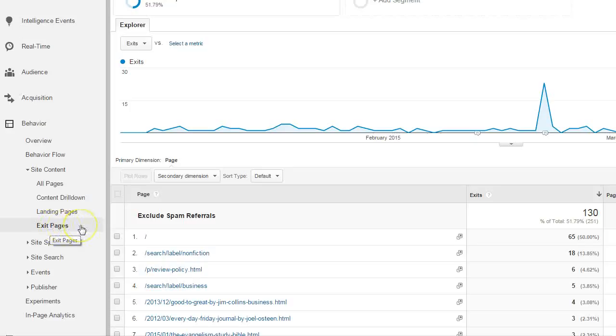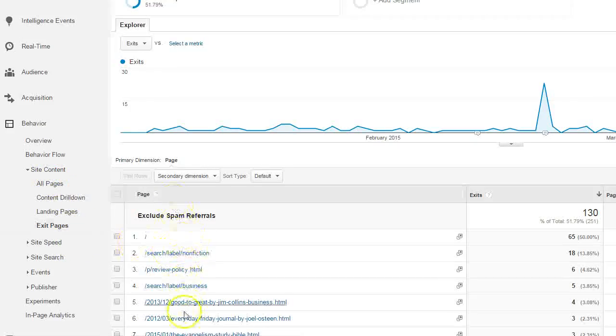The time where it is an issue is if they exited on a page where you were expecting them to take some kind of action. So if you had a funnel on your site where you expected someone to go to page 1 and then page 2 and then page 3 as part of the conversion process, and you saw that a lot of people were leaving from page 1 or page 2, and they're not making it to page 3, that indicates there could be a problem.